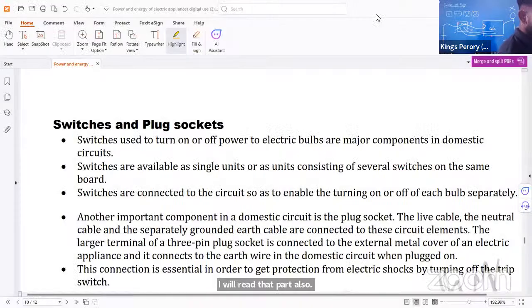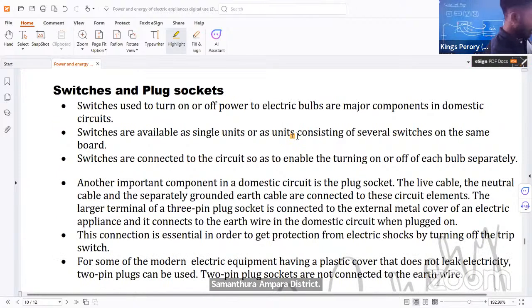Who's going to read that? Who is there? Mohammed Hanif? Yes, sir. Mohammed Hanif, where are you from? Sammanthurai, Ampara district. Right. Can you read switches and plug sockets? Yes, sir.